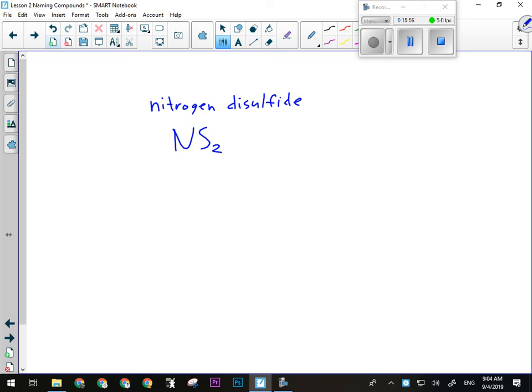We don't have to drop and swap here. Like we said, we're not trading electrons. That's when we use the drop and swap, for ionic compounds. Here they're going to be shared, so we go by the prefixes to make the formulas. All right, everybody good with that?